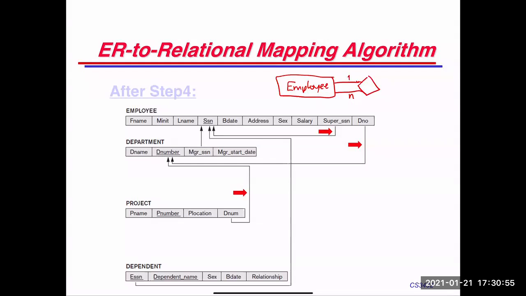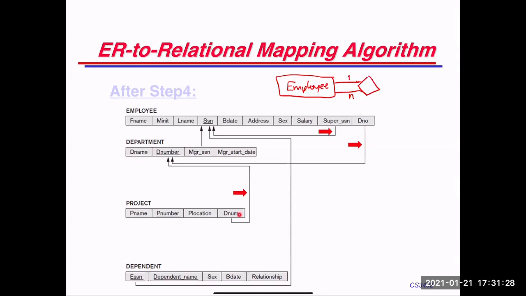Now, this field here is the department number. So this is added as a foreign key to employee, and it points to department number down here. The reason for that is that each employee works for one department. So employee is on the N side of the relationship, and that's why we're adding this field to employee.